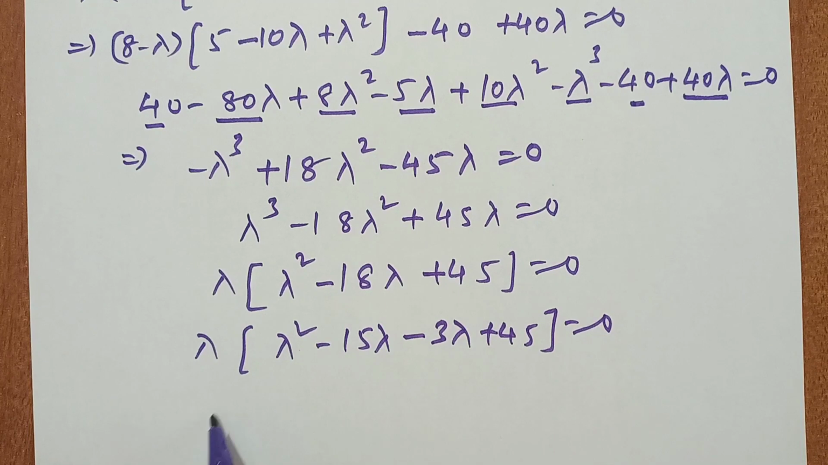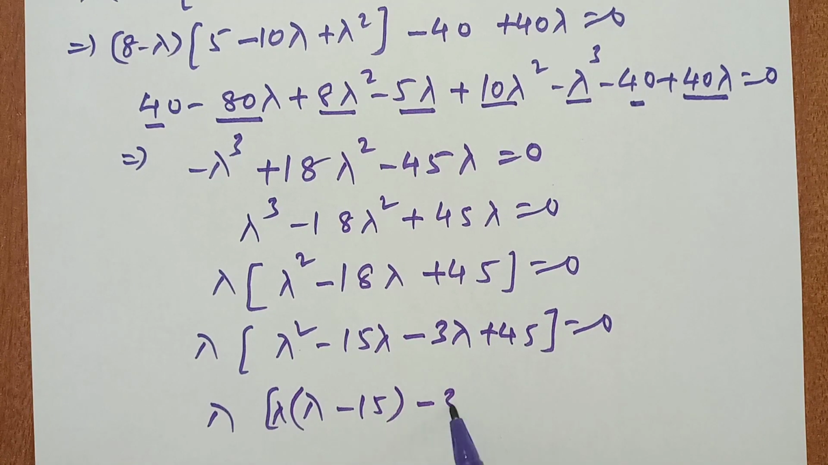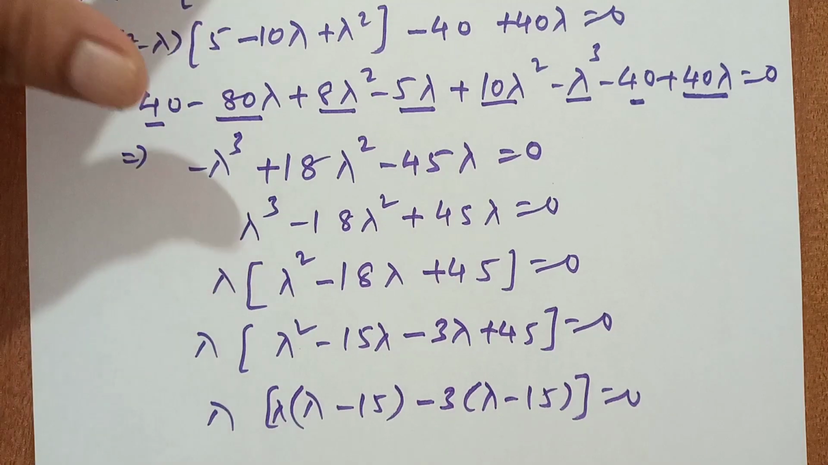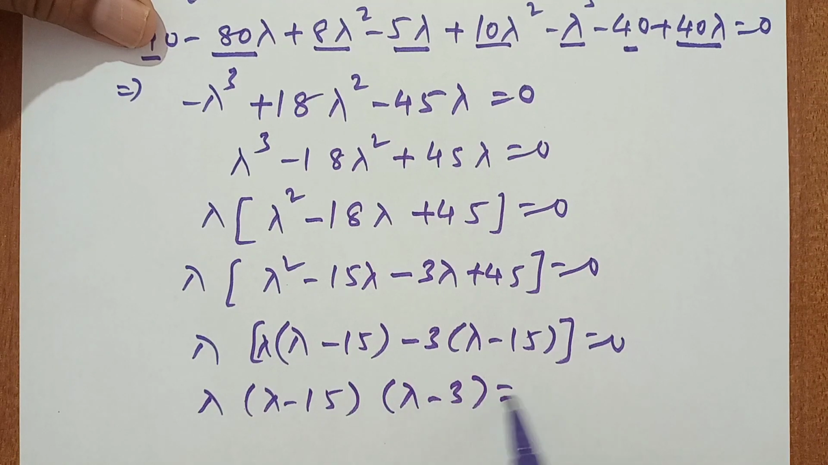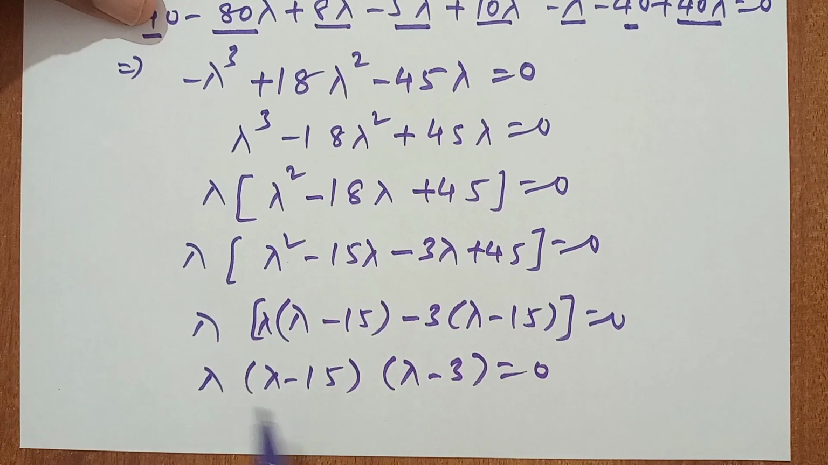Okay, so this is very easy. Lambda minus 15 is common, so lambda minus 15 into lambda minus 3 is equal to 0. So here the eigenvalues are lambda equal to 0, 15 and 3.